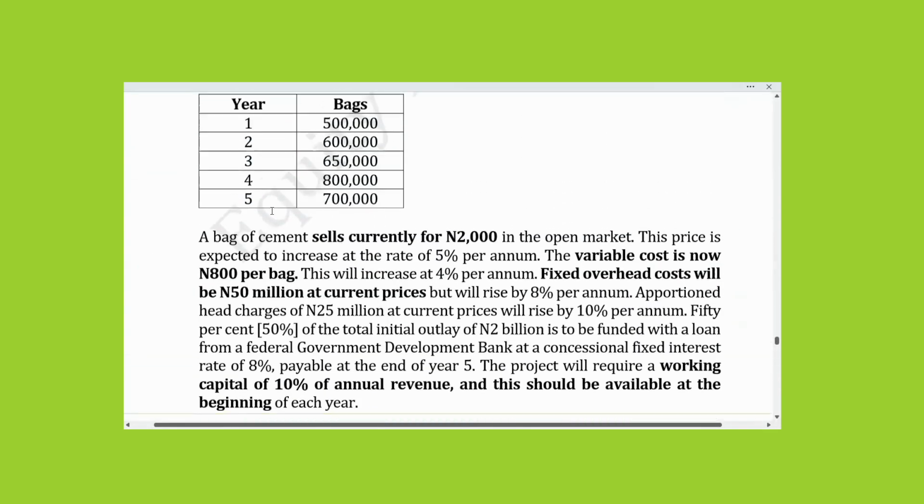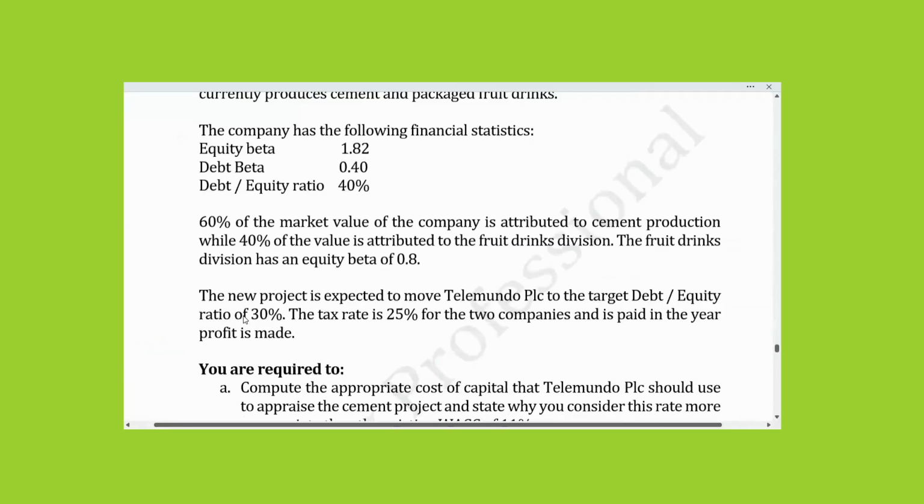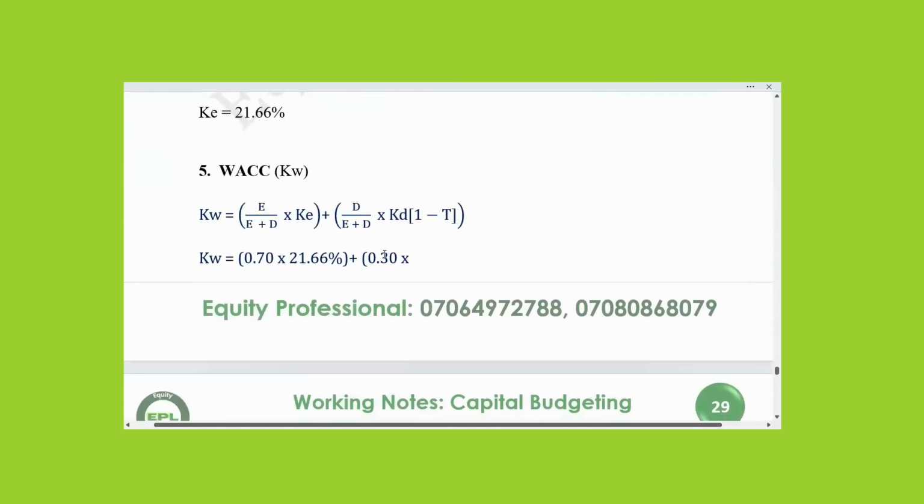When you look at this paragraph after the table, examiner told you that fixed overhead cost will be 50 million at current prices, but will rise by 8% per annum. That's not what I'm looking for. This is it here. 50% of the total initial outlay of 2 billion is to be funded with a loan from a federal government development bank at a conventional fixed interest rate of 8%. So we have interest rate of 8%. That's your cost of debt. That's cost of borrowing, KD. So 8% is the cost of debt.